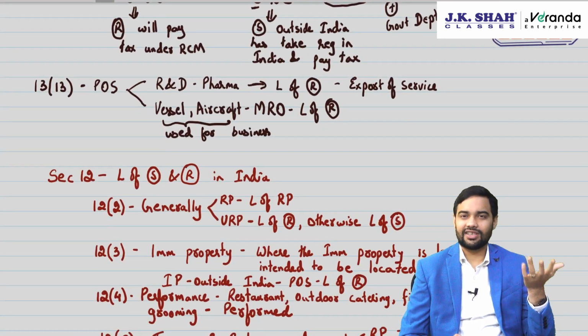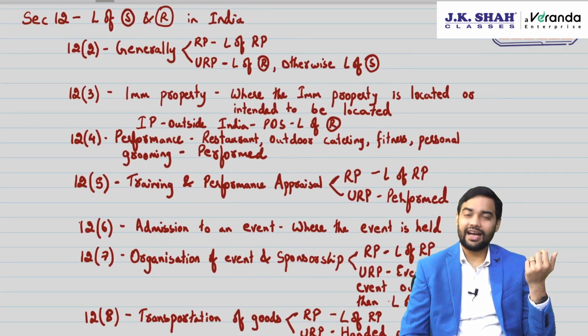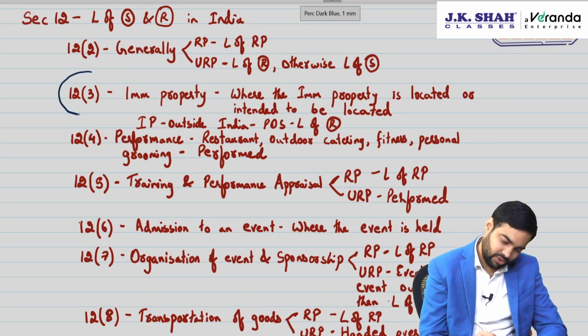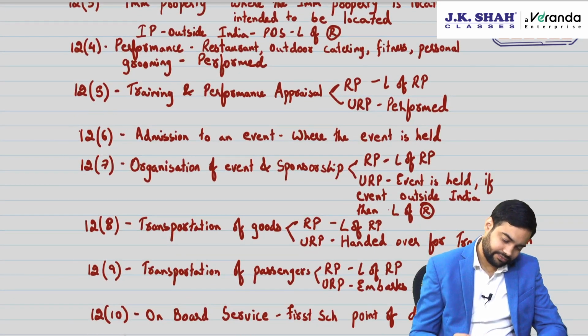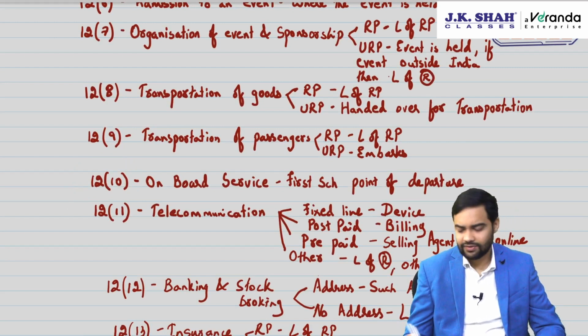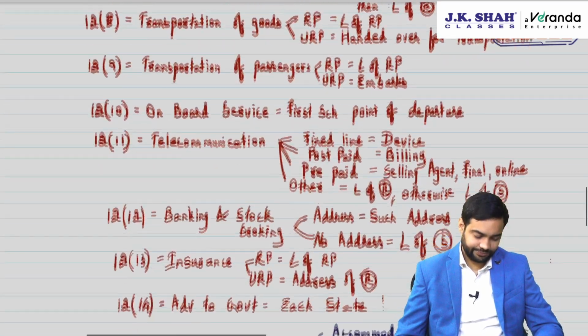13.13 two cases where government wanted to encourage exports. 12 location of supplier and recipient is in India. Generally government wants to give ITC. There are 4 cases where there are no 2 parts. Immobile property, performance, restaurant, etc., admission, and last one on board services. Remember these 4, otherwise normally you'll get ITC in other cases in your state being the recipient registered person.